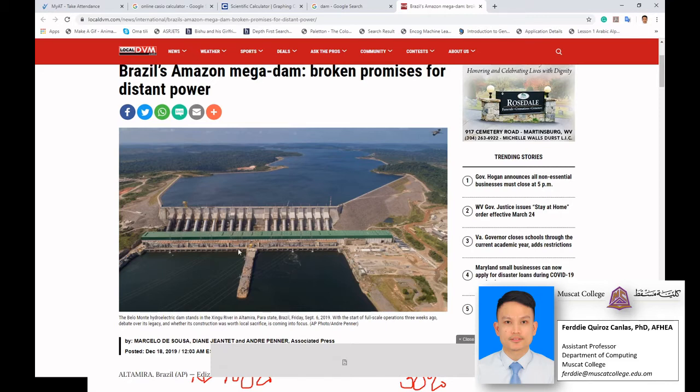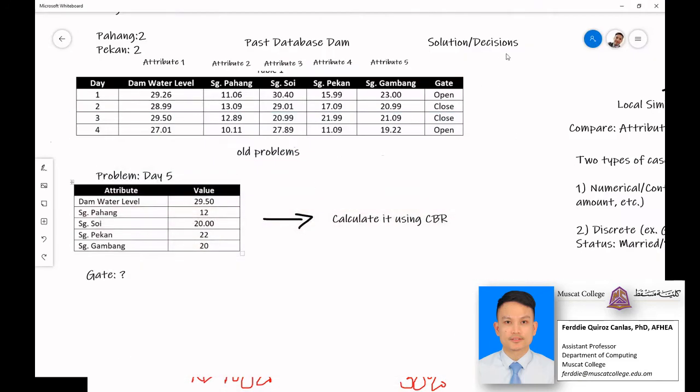of the dam. This is our problem. We want to determine whether to open or to close the gate of the dam. Remember, as I told you earlier, if we are not able to make a decision to open or close, the dam might break or water from the dam might overflow. Is the problem clear? Is the case study clear to you?